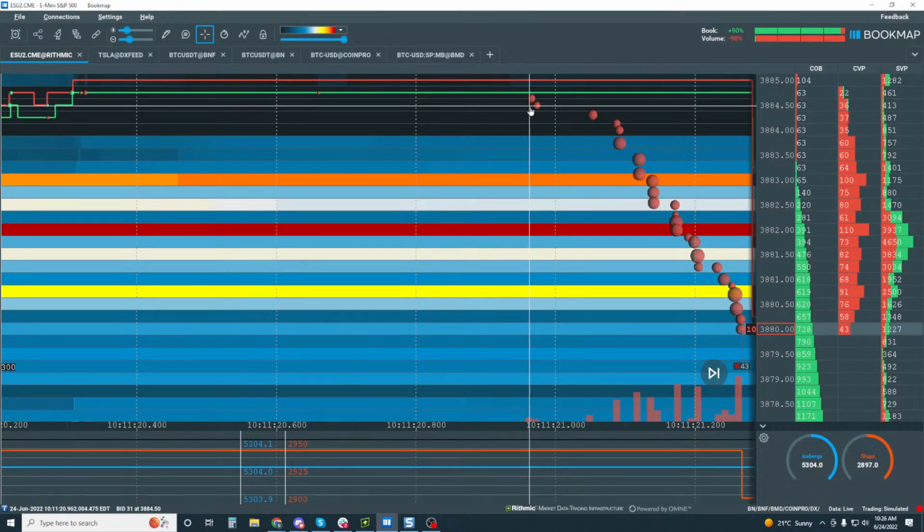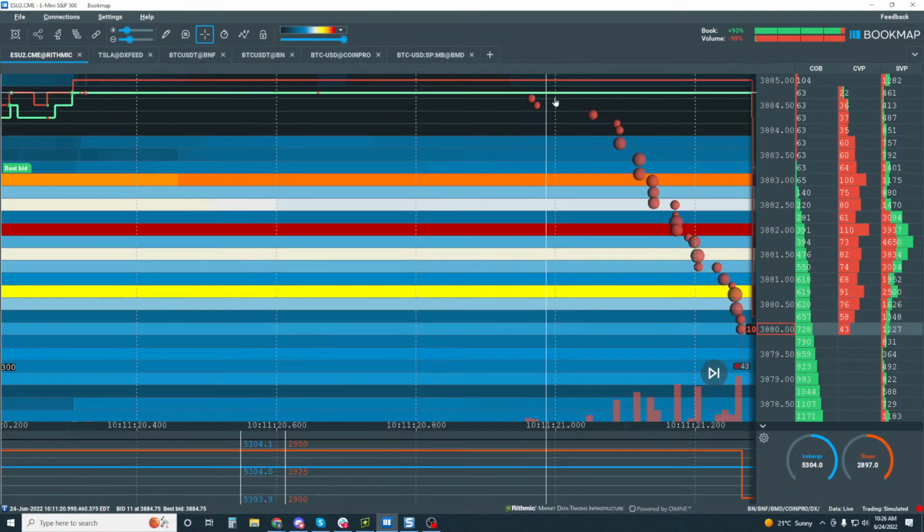And how would you like to be slipped 5 points? The chain of events that unfolds here is very simple. Someone came in with a market sell order or a liquidation or whatever it might be.